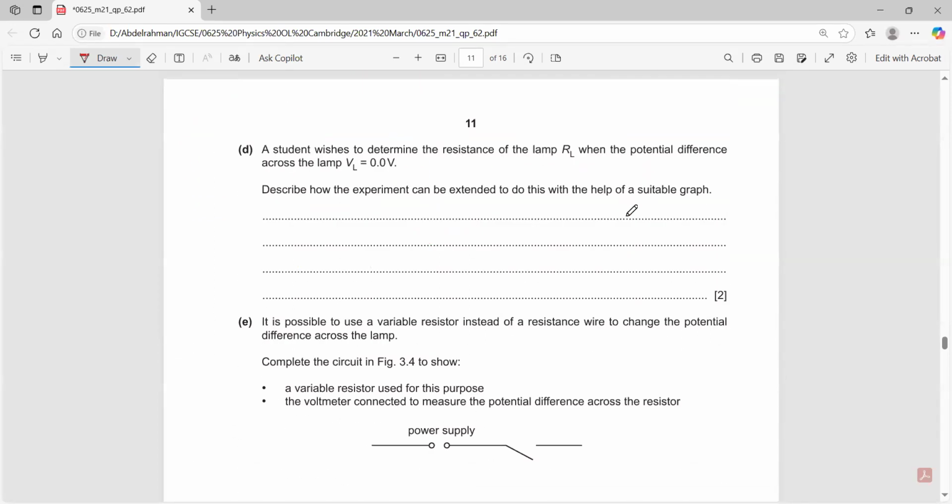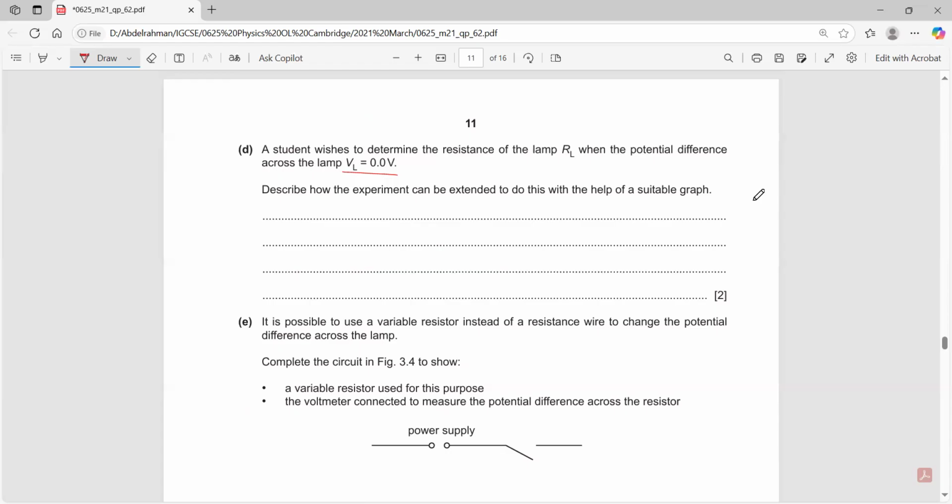A student wishes to determine the resistance of lamp RL when the potential difference across the lamp VL is 0 volts. Describe how the experiment can be extended to do this with the help of a suitable graph. So I want to find the resistance of RL when the voltage is 0.